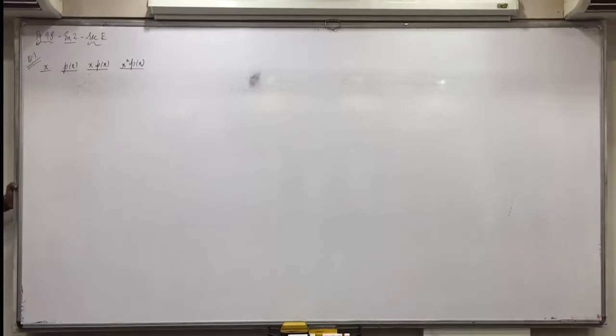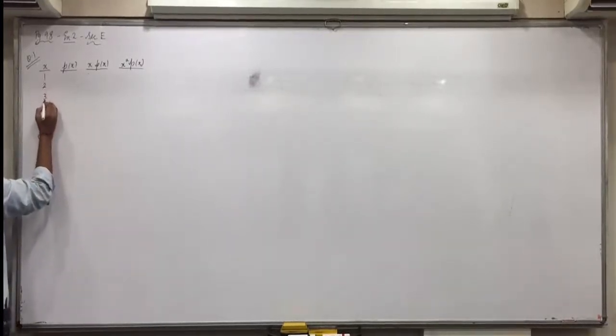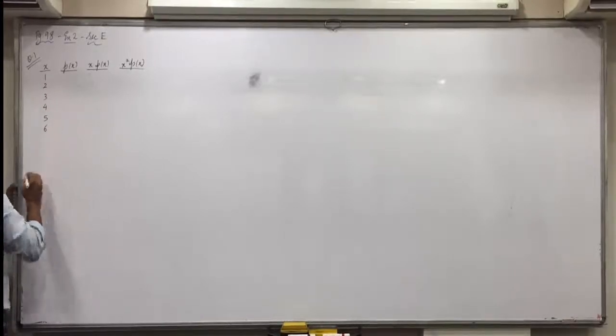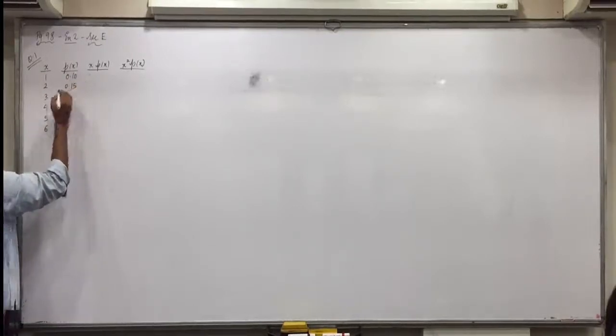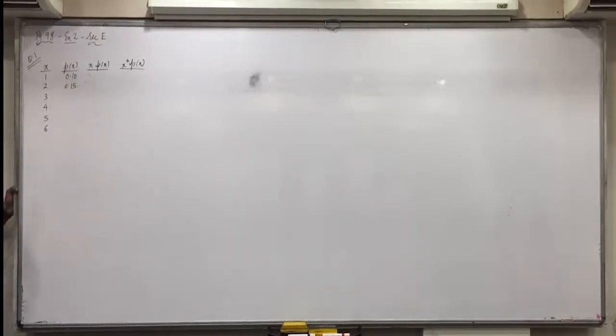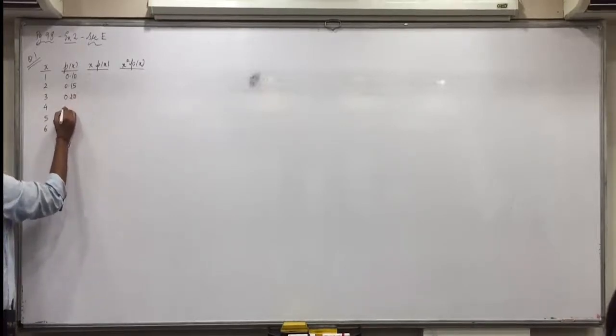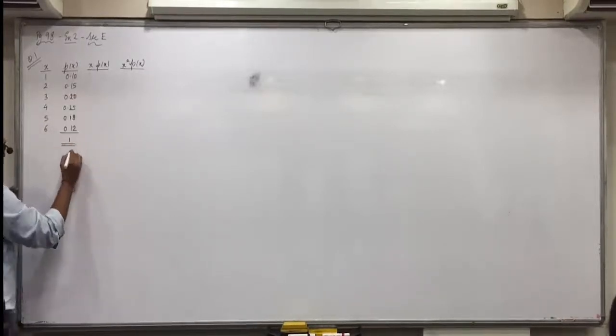Did you understand this? So write the values. Here no need to leave a line because decimal values are given. 1, 2, 3, 4, 5, 6, 0.1, 0.15, 0.2, 0.25, and total comes to 1.